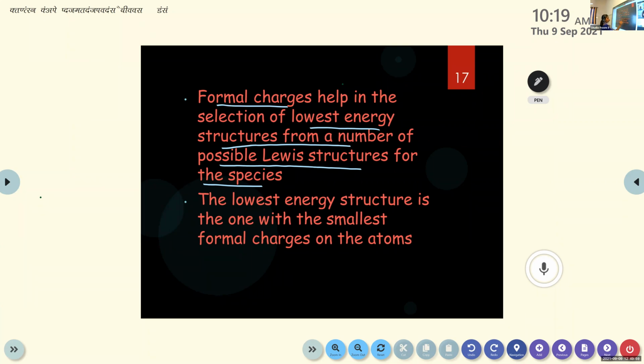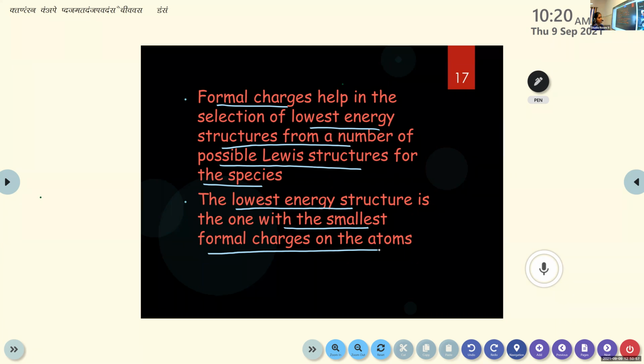Okay, and the lowest energy structure is the one with the smallest formal charges on the atoms. I told you the lowest energy Lewis structure can be selected. That is the important or the main Lewis structure. Whichever structure has the least value for the formal charge on the atoms will be considered the lowest energy structure. So I will repeat the point again. Formal charge does not denote the actual charge, but the charge assigned to each atom in a molecule, using the previous equation. Formal charges help in the selection of the lowest energy structure from the possible structures, and the lowest energy structure is the one with the smallest formal charges on the atoms.